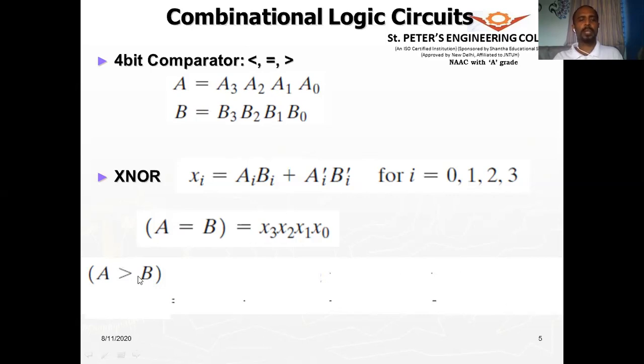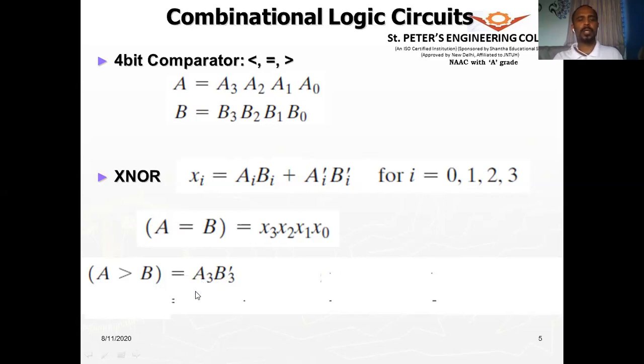Now, how do we check for A greater than B? A is greater than B means, suppose A is 1 and B is 0, then when you give that to an AND gate, B complement will be 1, so the output of that gate will be 1. If you take the product of A3 and B complement 3, it will be equal to 1. So the AND gate output will be 1.